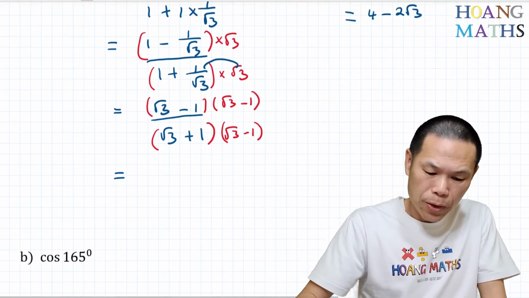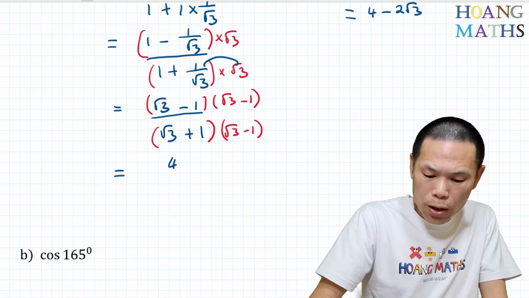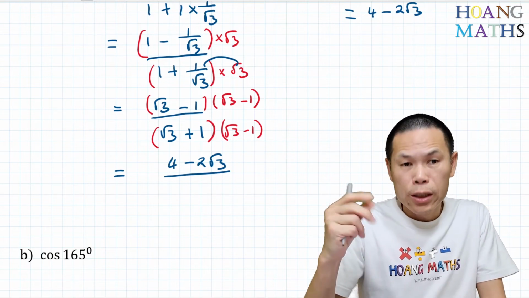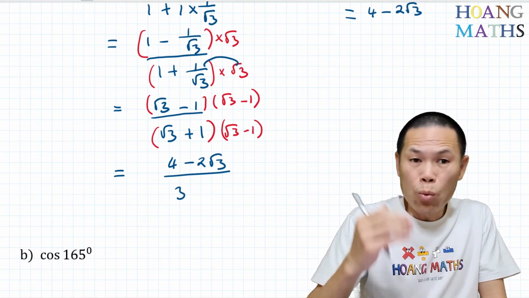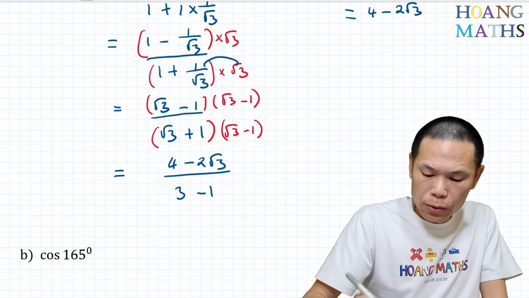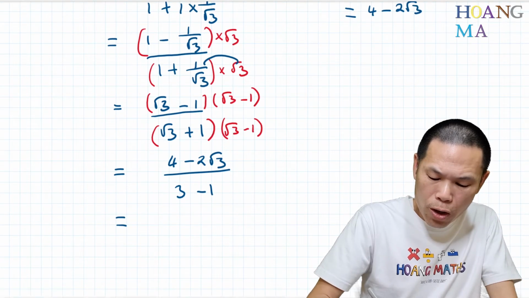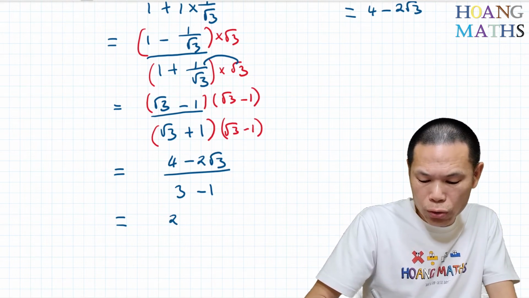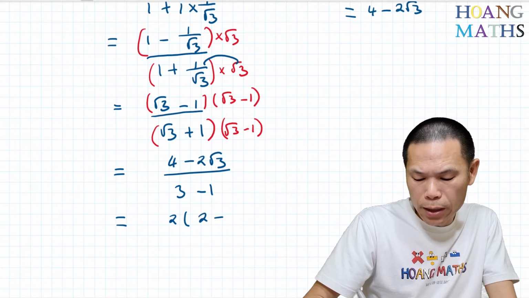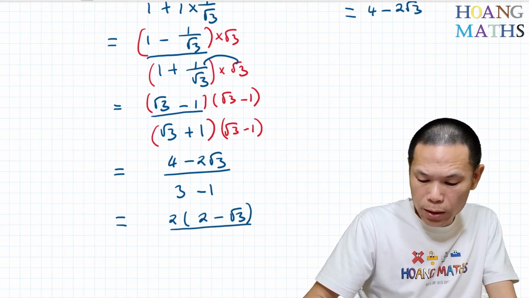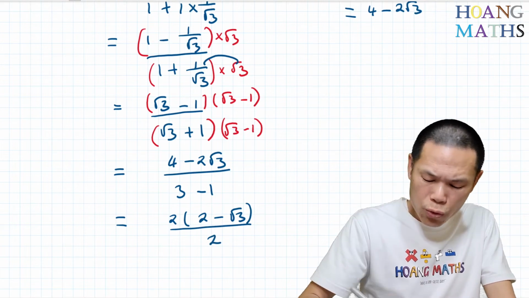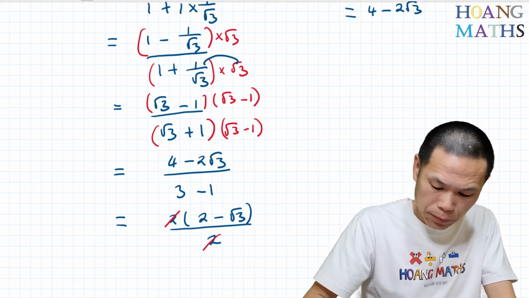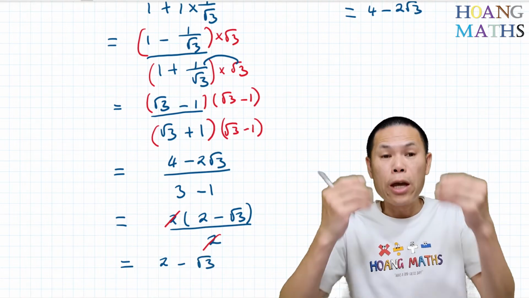Let me just write this down. That will give me 4 minus 2 square root of 3 over a difference of 2 squares. Root 3 squared gives me 3, and 1 squared is 1, so we minus that, giving 4 minus 2 root 3 over 2. I can simplify by taking out the common factor, which is 2. And 4 divided by 2 is 2, minus root 3, over 2. Therefore, we can cancel the 2. So the answer is 2 minus square root of 3. So there you go, that is the answer.